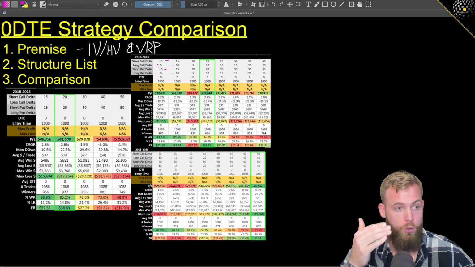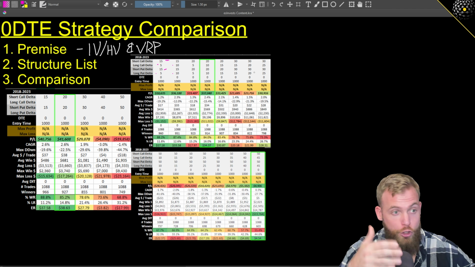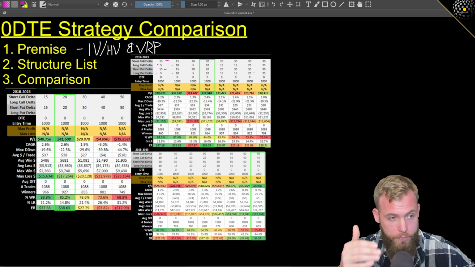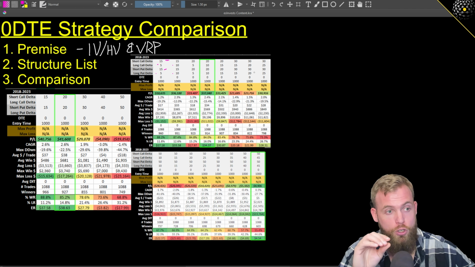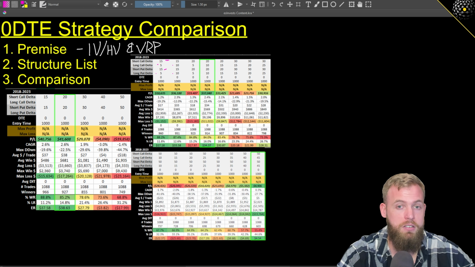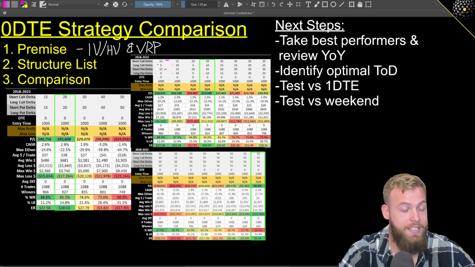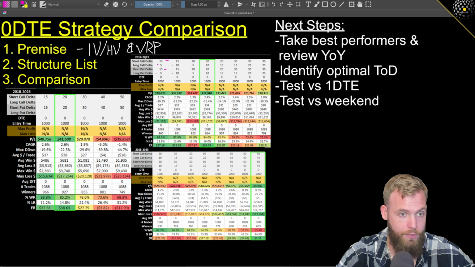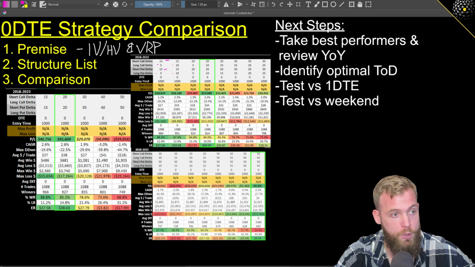So in the comments below, let me know what structure you think is the best. And then based on those, I'm going to make a follow-up video so that we can actually dive into even more detail on some of the specifics here, so that we can see not just in an aggregate 5-year period, but year over year, how the best performers behaved. Then I want us to look at the optimal entry time. What time of day works the best?